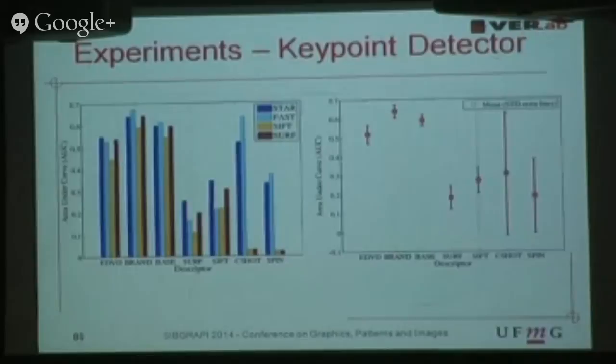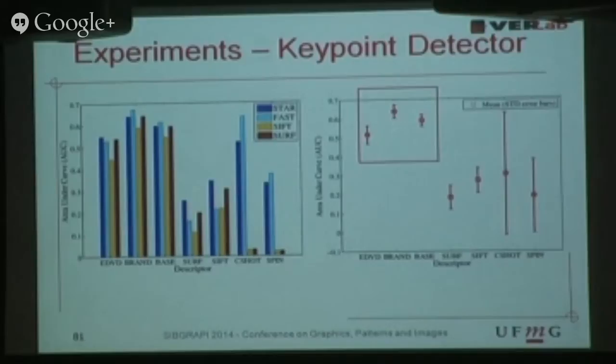Now, this is important. This is a very important result. We want to see how much the descriptor changes or is affected by the type of detector they use. So, in this graph here, you see the different descriptors: EDVD, BRAND, BASE, SURF, SIFT, C-SHOT, and spin. And this is the area under the curve. That's what you measure here. And these are the detectors. So when you say here, for instance, SIFT, we're using the SIFT-like or SIFT type of detector. And the same thing for SURF. The nice thing to notice is that the variability on the type of detector they use for these three descriptors is very small. And furthermore, they cover a larger area under the curve.